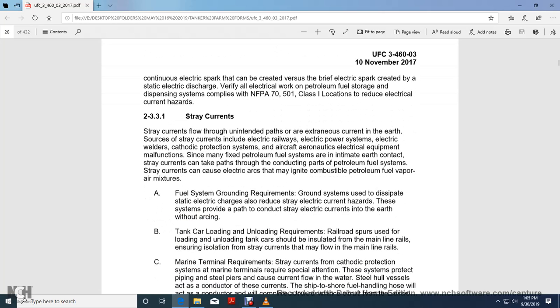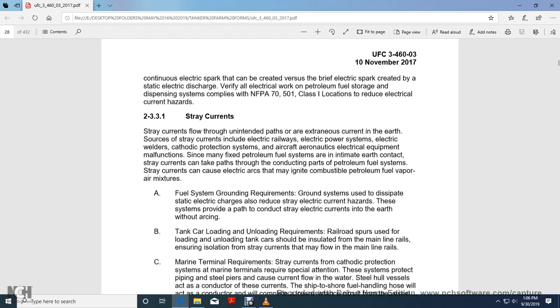2.3.3.1 Stray currents. Stray currents flow along an unintended path. The extraneous current in the earth is the source of the stray currents, which include electrical railways, electrical power systems, electrical welders, cathodic protection systems, aircraft, and aeronautical electrical equipment malfunction. Since many fixed petroleum fuel systems are in intimate earth contact, stray currents can take the path of conducting petroleum fuel systems. Stray currents can cause electrical arcs, which may ignite the combustible petroleum fuel vapor mixture.